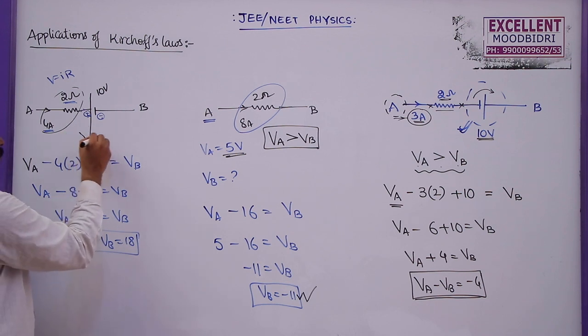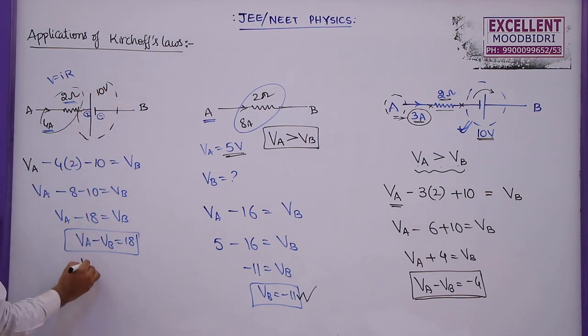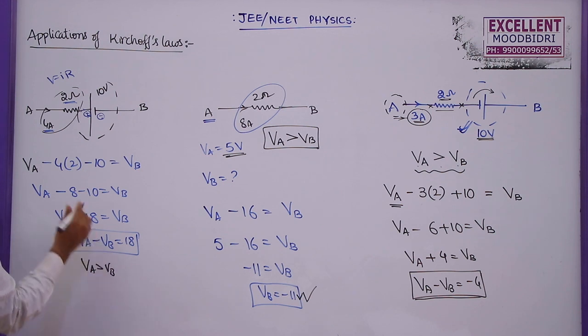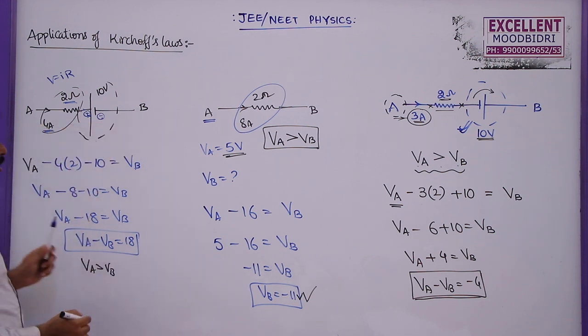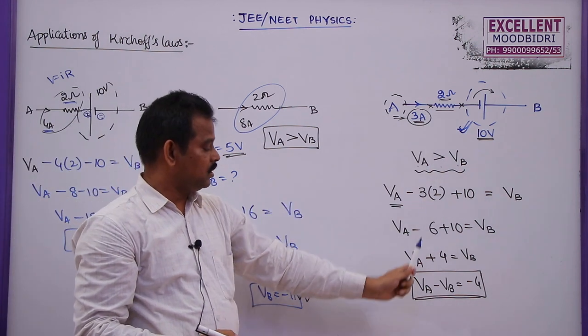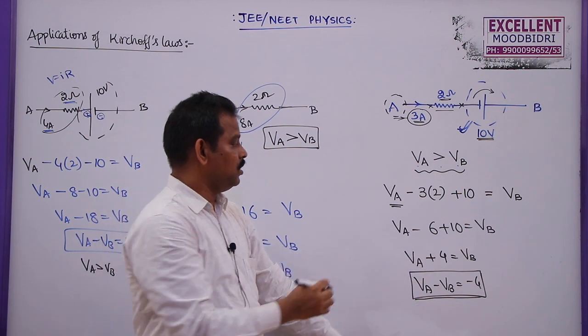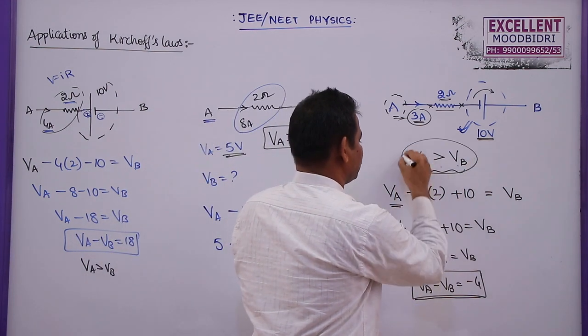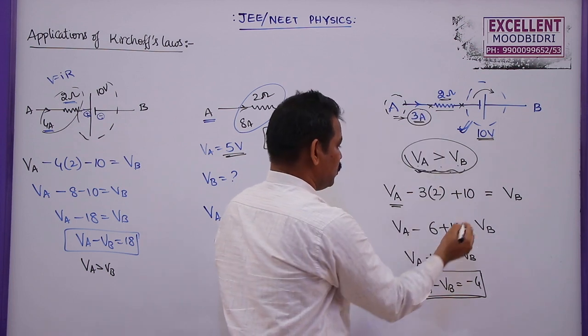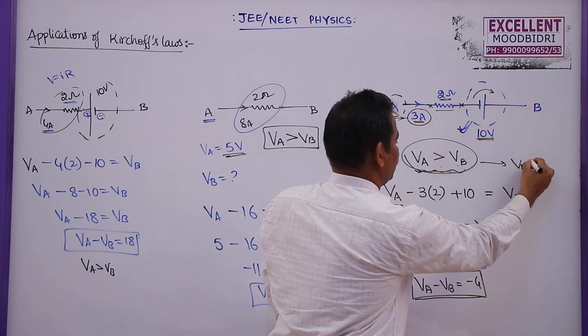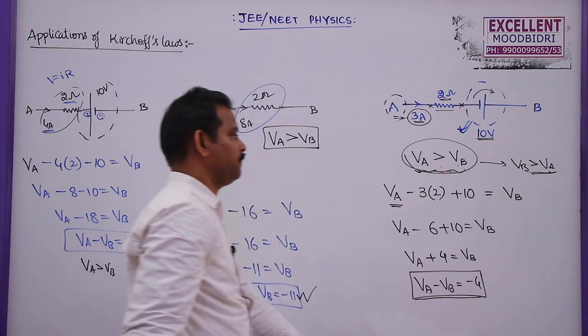So if there is a source, then VA is greater than VB if current is flowing from A to B, or if the source is connected in the opposite sense, VA may be less than VB. So we cannot come to a conclusion by seeing the diagram. After getting this one only, we can say here in this case VB greater than VA.